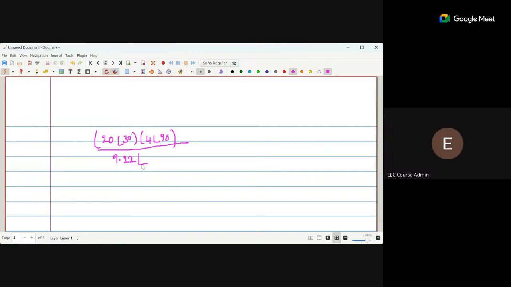9.22 angle 77.47. So that will be 80 by, in the numerator I multiply the magnitude, then division will be numerator by denominator. So 80 divided by 9.22. You have 8.676. What about angle? Here we add it up. That is 120. Then, since it is division, 120 minus 77.47. So that will give you 42.53 degrees.